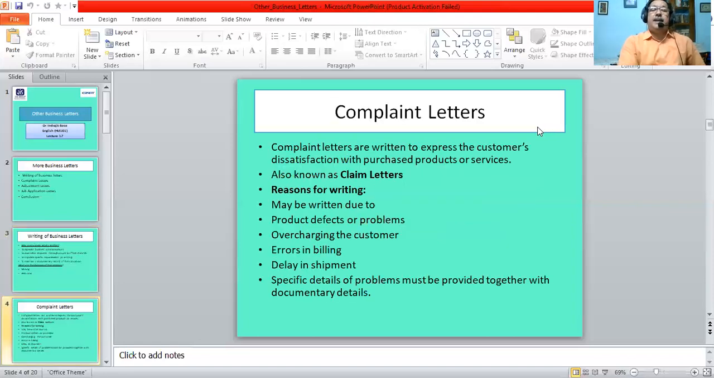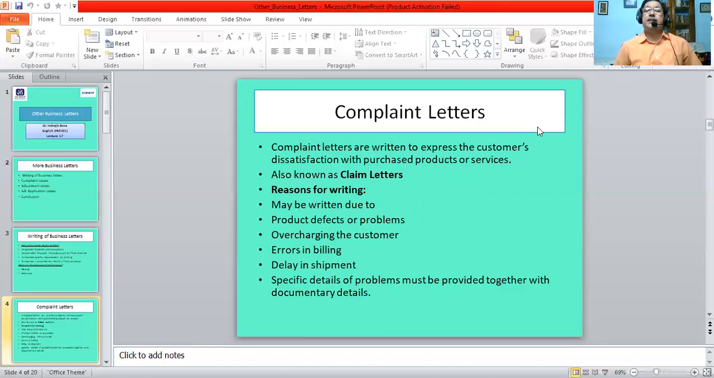Okay, to begin with, we are going to look at letters of complaint or complaint letters. Now, why are complaint letters written? Very simply, complaint letters are written in order to express the customer's dissatisfaction or grievance with the purchased products or services. So they are also known as claim letters. Now there's a reason why they are called claim letters. Can you say why that is?